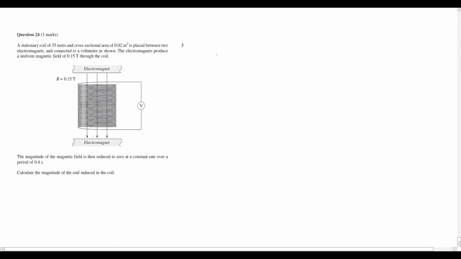So we know our equation here is given by EMF is going to be equal to minus n, the number of turns, d phi, the change in flux, and dt, the change in time. Okay, so let's quickly figure out, well, what is the flux here?